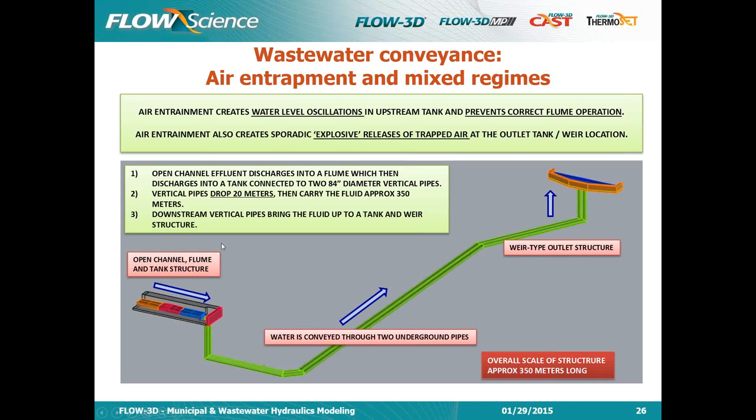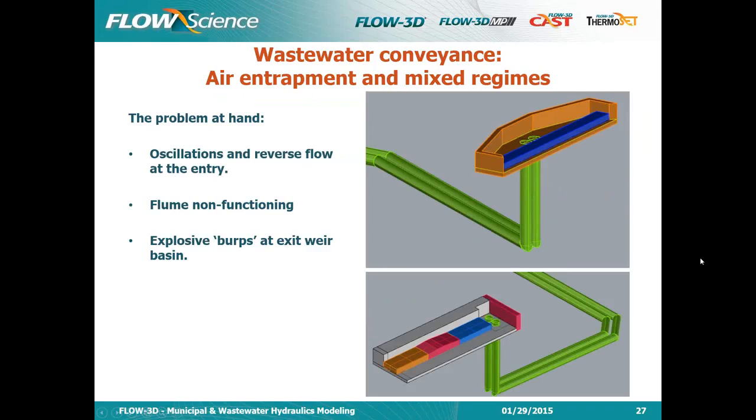So going back to the case study, we had an open channel effluent flume here. We have a first channel, a flume, a second channel, and then a tank, and then the water goes down the pipe all the way and up again to a weir. The problem is, this is about a 20 meter drop, then about 300 meters long. And we're having two major problems. One is the water level oscillation, which is making the flume inoperable. And we're also getting these explosive bubbles at the exit here. This oscillation has a period of about 90 seconds. It goes up and down at a pretty fast pace. The explosive bubbles happen about every 20 minutes. Okay, so let's keep that in mind.